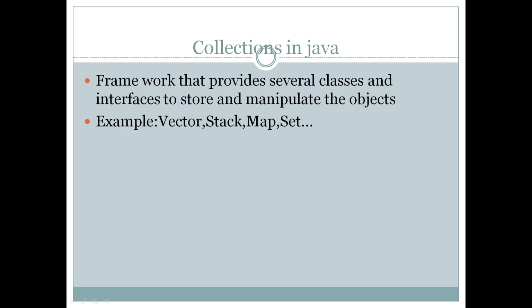So what are the different classes and interfaces supported to manipulate the objects? Some examples are vector, stack, map, set, list, iterable. All these are different types of classes and interfaces to work with different objects. And where are they available? They are available in a package called java.util. All these collection framework related classes and interfaces exist in the java.util package.